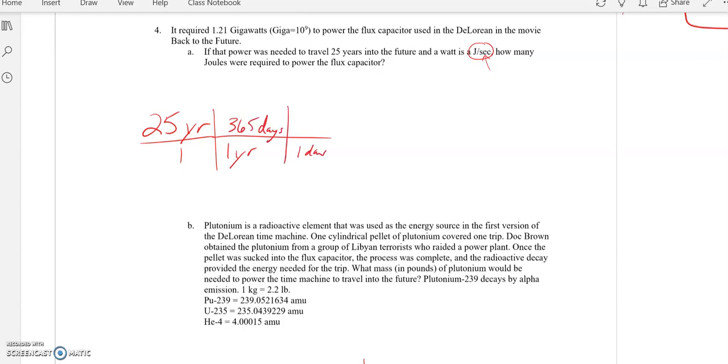Every day is 24 hours. Every hour is 60 minutes. And every minute is 60 seconds.